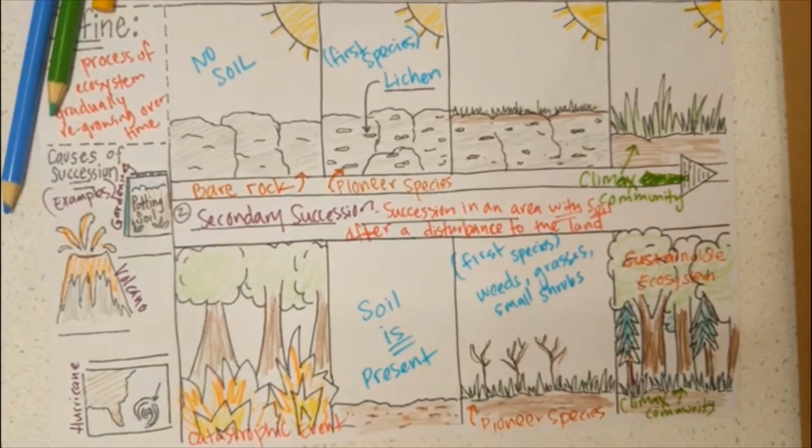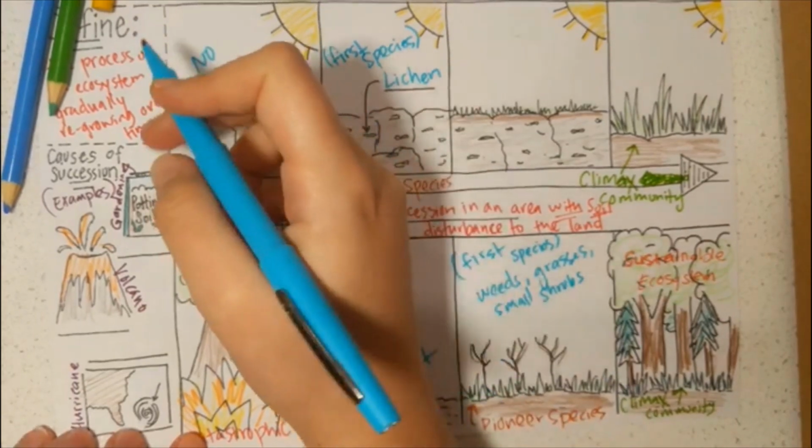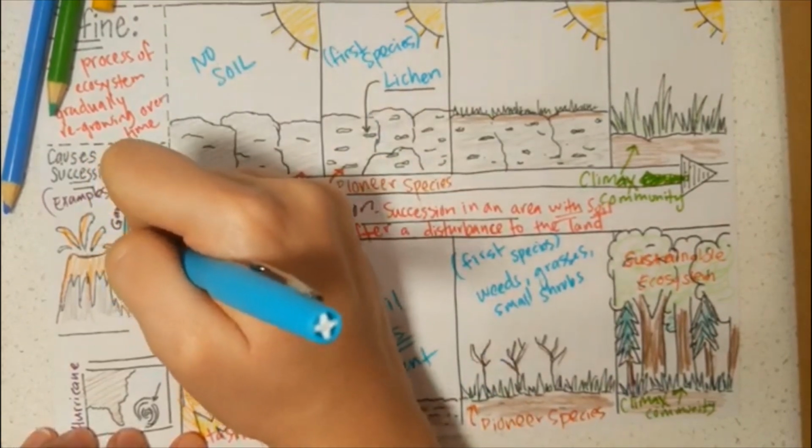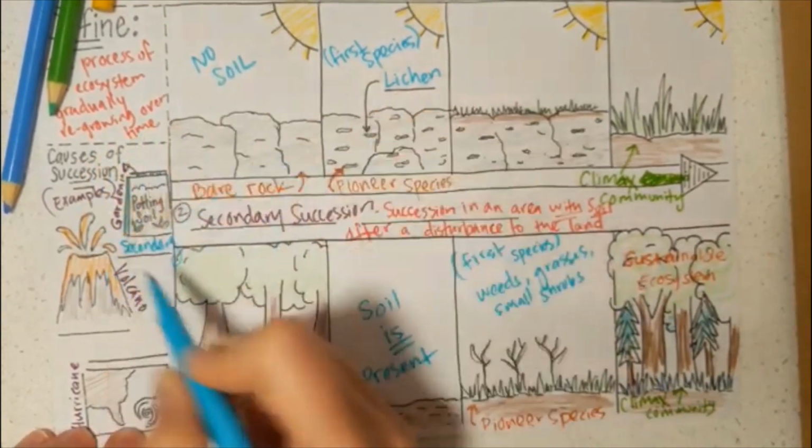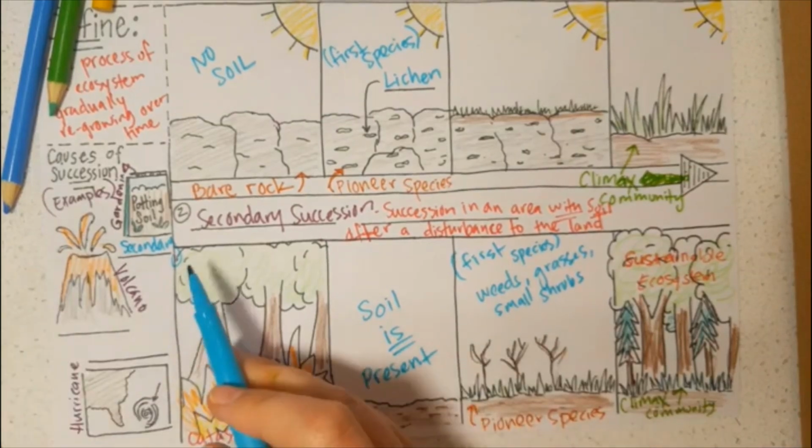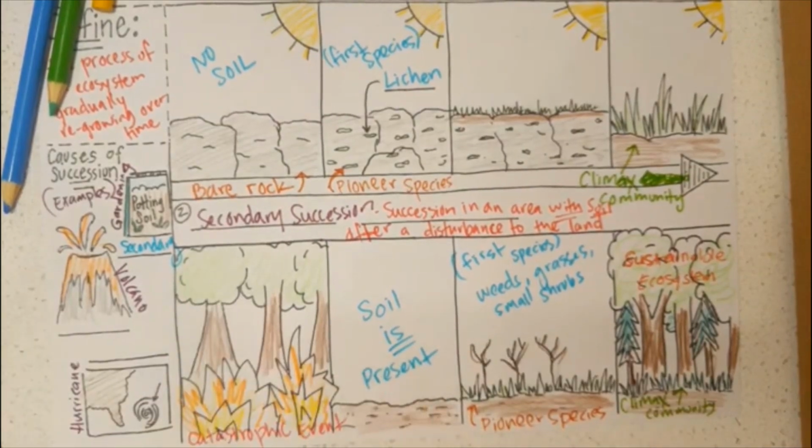If I pulled out all those weeds and grasses and then I just left it alone again, what type of succession is it going to go through? Okay. Well, the answer is it's going to go through secondary succession, right? Because if I left it alone, I left the soil there, so it'll just regrow from the soil back to the state that it was before.